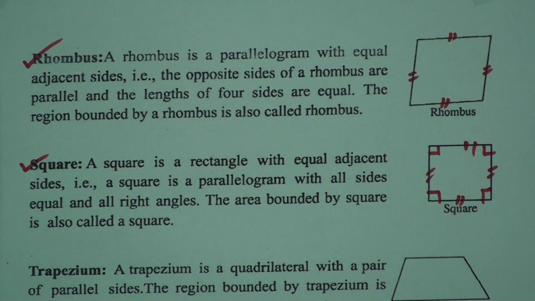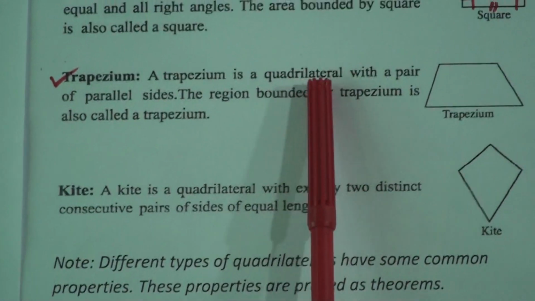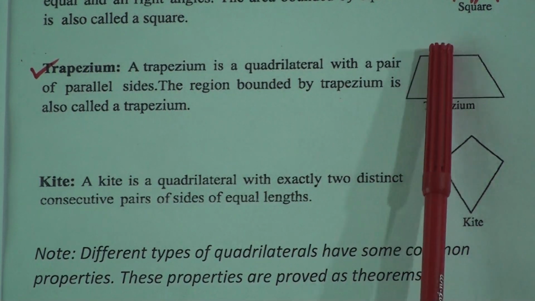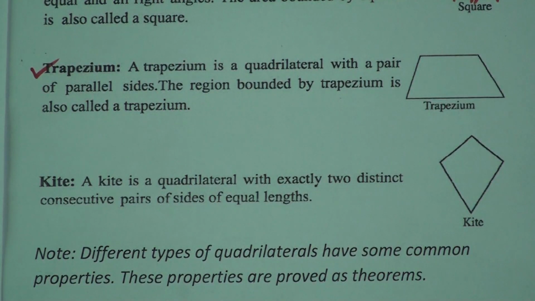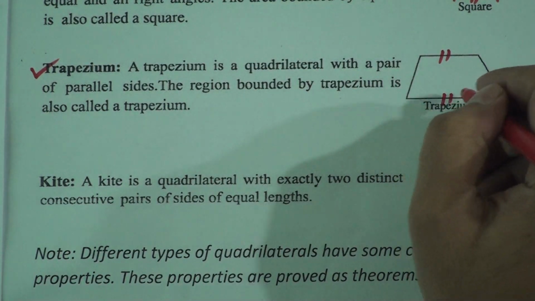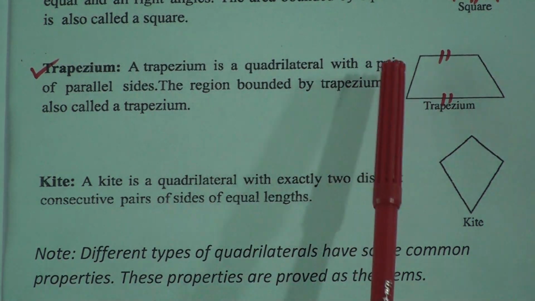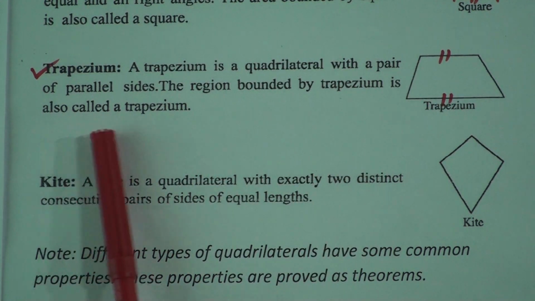Okay, dear students, now I will go to the next one, that is trapezium. A trapezium is a quadrilateral with a pair of parallel sides. Here, if we see, there are two pairs of sides. This is one pair, this is another pair. One pair is parallel. If one pair is parallel and another pair is not parallel, then this quadrilateral is known as trapezium, as only one pair is parallel. The region bounded by a trapezium is also called a trapezium.